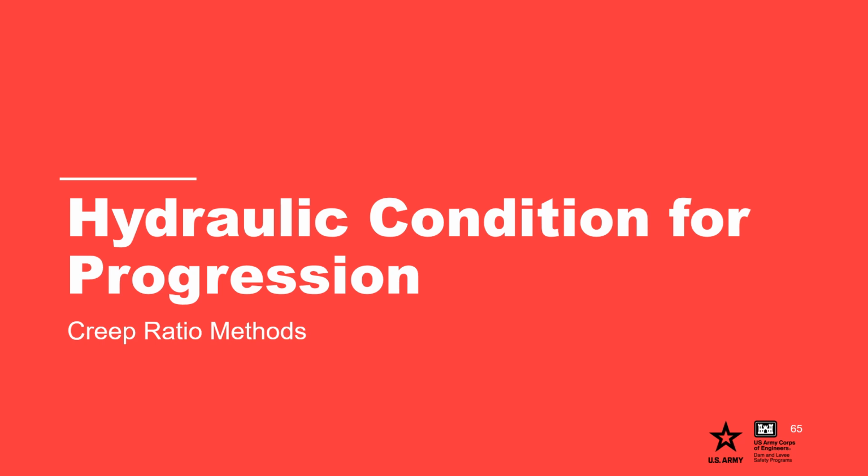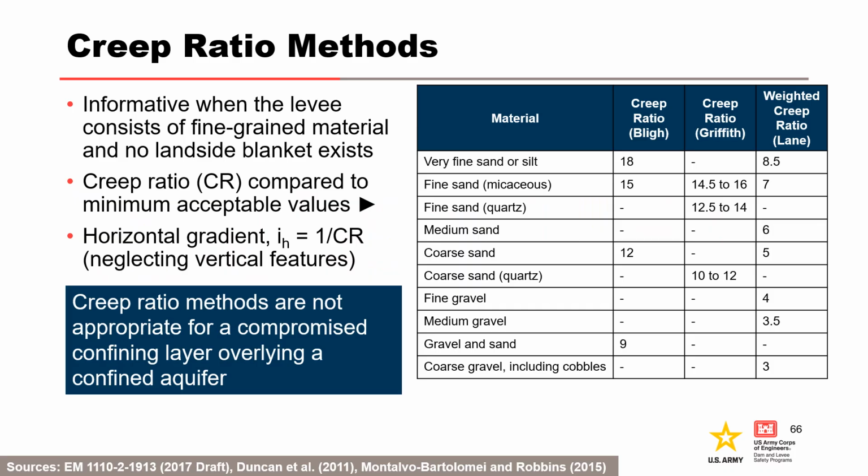Hydraulic condition for progression, creep ratio methods. Bligh's creep ratio and Lane's weighted creep ratio are empirical methods based on observations of seepage performance for a range of soil types. An evaluation of creep ratio is informative when the levee consists of fine-grained material and no landside blanket exists. The inverse of the creep ratio is the average gradient if there are no vertical structures. The method is not appropriate for a compromised confining layer overlying a confined aquifer.